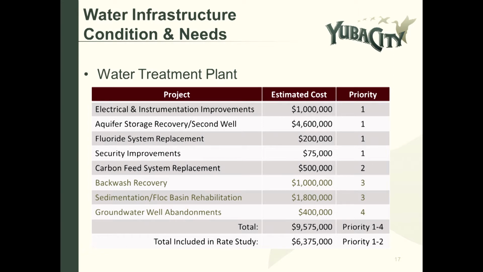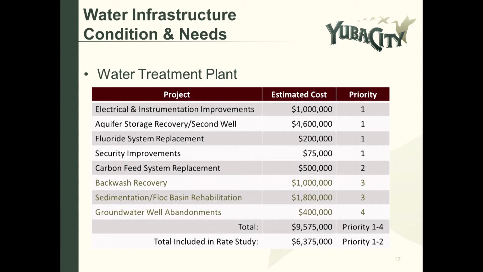As part of the rate study process, we identified priority projects at the water treatment plant. We prioritized those 1 through 4. And last year, through the rate process, council selected to fund priority projects 1 and 2 and not fund priority projects 3 and 4. So the total included in the rate study for the priority 1 and 2 projects is $6,375,000. And that includes electrical and instrumentation improvements, an aquifer storage recovery / second well, fluoride system replacement, security improvements, and carbon feed system replacement.